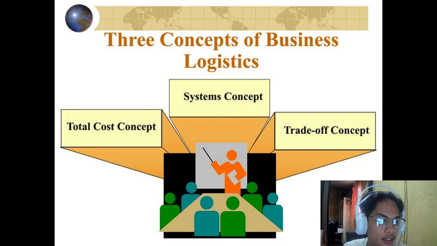So the first one is the total cost concept. According to this concept, various logistic costs must be considered collectively and counterbalanced to attain an optimum cost level while choosing various alternative courses of action with respect to product distribution. So, for example, while choosing a transportation type, a firm has to consider all other costs, like inventory holding and warehousing costs associated with a given transportation type, and not just transportation costs.